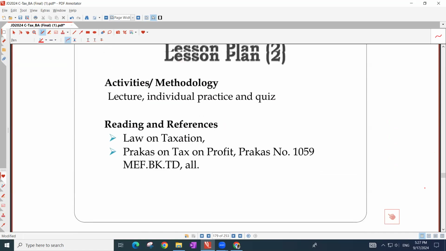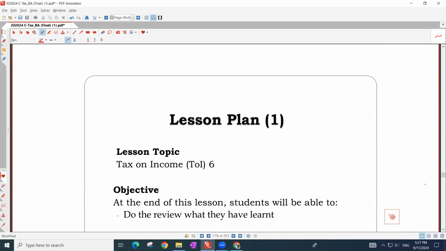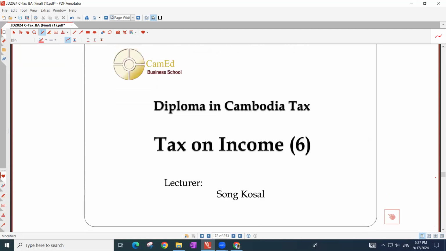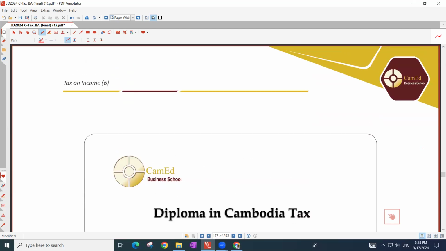Okay, so we discussed the last point, and on Thursday we will do real TOI calculations. I will use maybe past year exam questions to work with you.